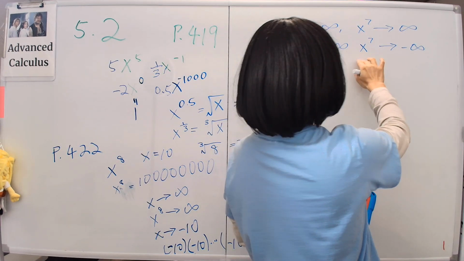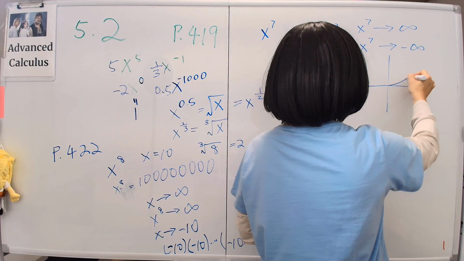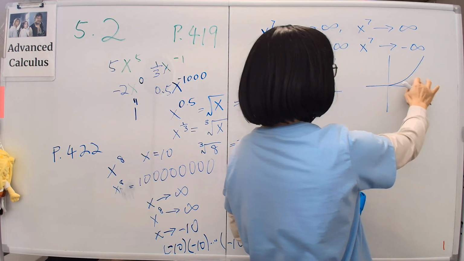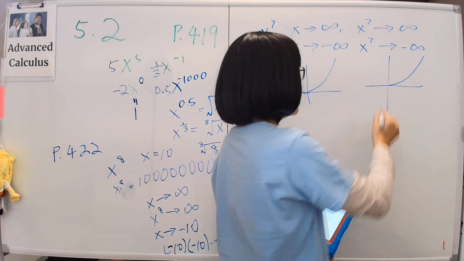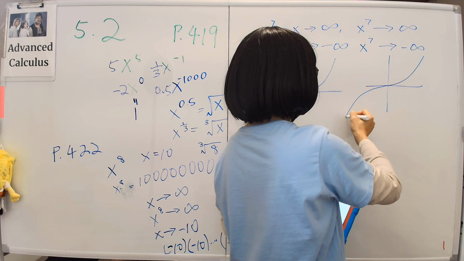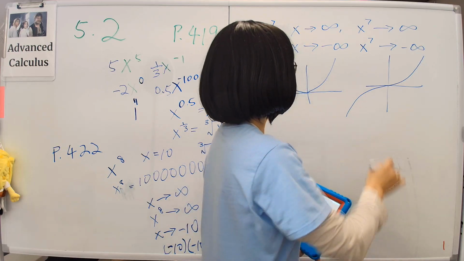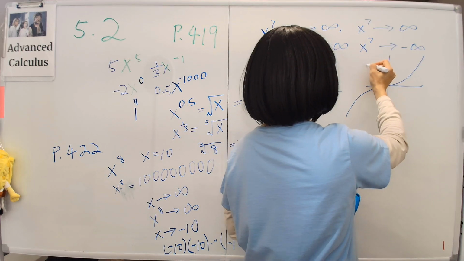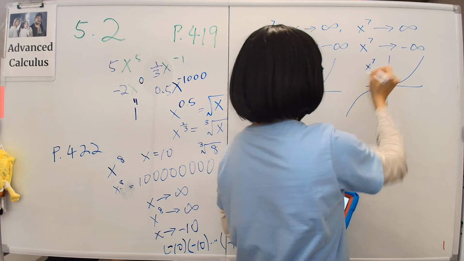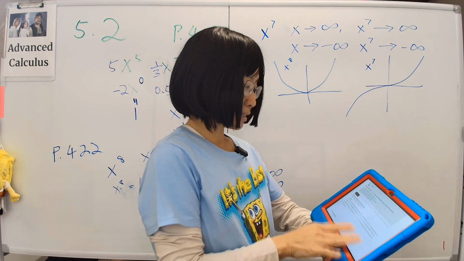Whereas x to the power 7 will similarly go up when x is positive. But on this side, it'll go down. When x is becoming negative, the function will also become negative. And that is some odd power functions, such as x to the power 7. So that is example 2.